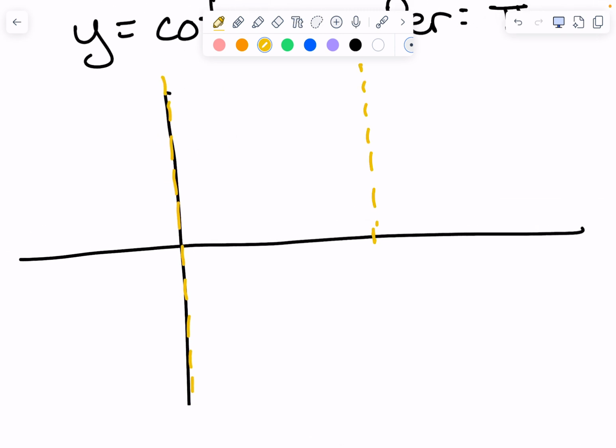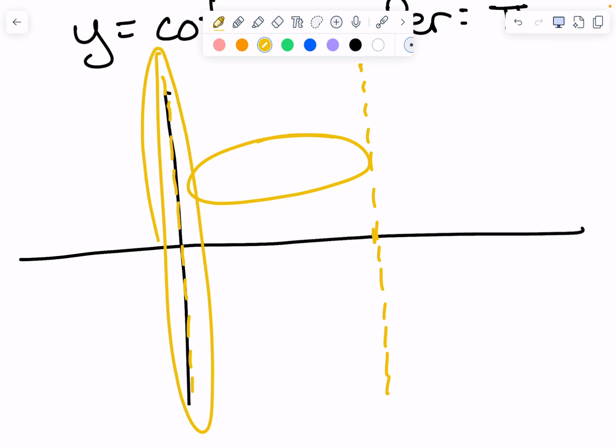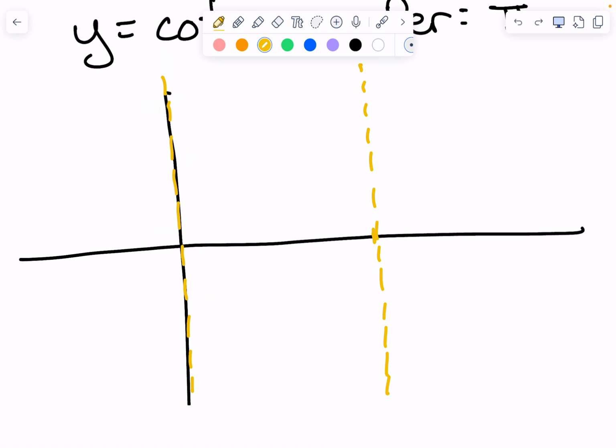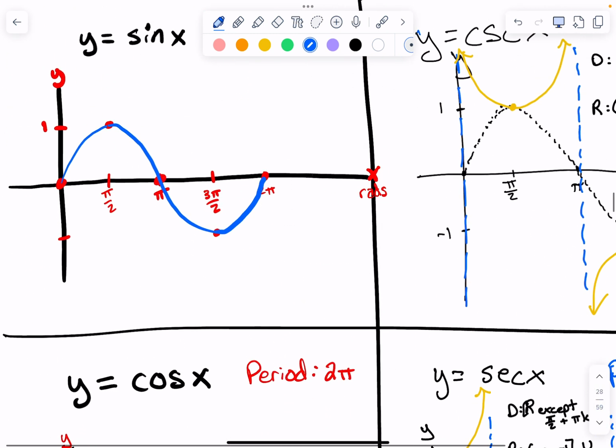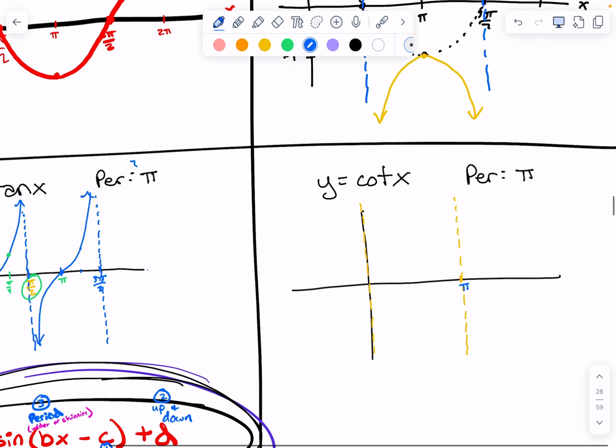At pi, because why? Because the period is pi, right? So if there's a vertical asymptote here at 0, there's got to be a vertical asymptote at pi, right? Why aren't the vertical asymptotes at half? They're not at the same spot. Because it's kind of like how cosecant and sine have the same relationship to each other, just moved over pi over 2. Cotangent is moved over pi over 2. Weird.